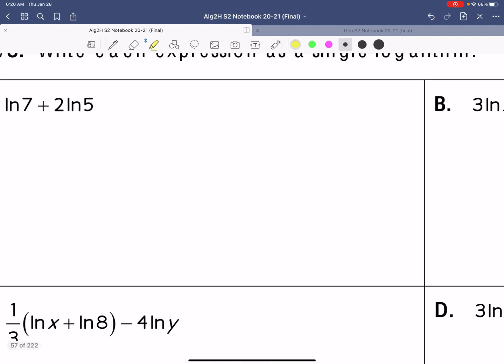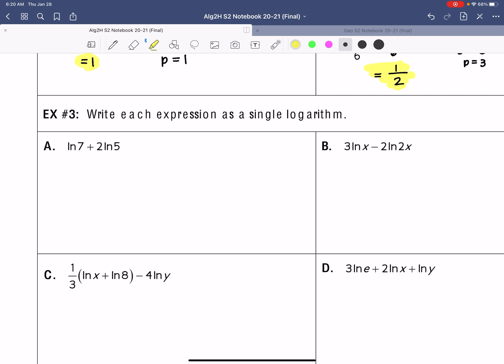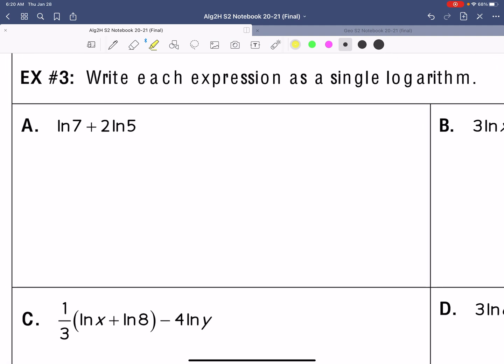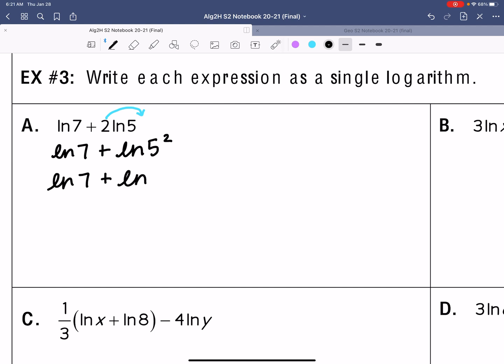All right, perfect. Let's go to our next one. It says, write each expression as a single logarithm. So we just want to go ahead and condense these into a single logarithm. Okay, so for any of these, the first thing you guys are checking for is, is there a number in front? If there are numbers in front, remember those are exponents, and we're going to go ahead and move those first. So if you notice on this first one, I have this 2 out in front. So my first step is moving it back to the exponent position. So we're going to have ln of 7 plus ln of 5 squared. All right, we know what 5 squared is, so we have ln of 7 plus ln of 25.